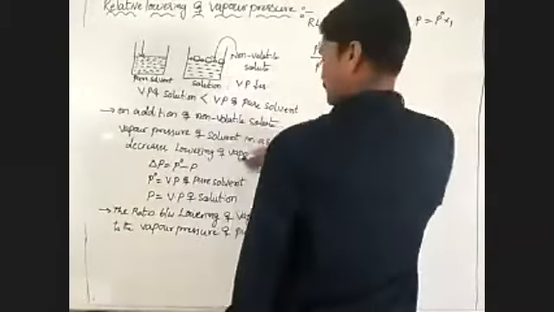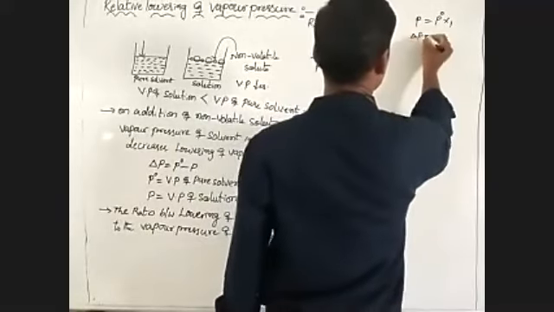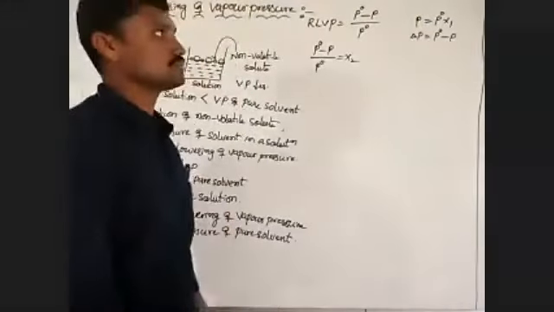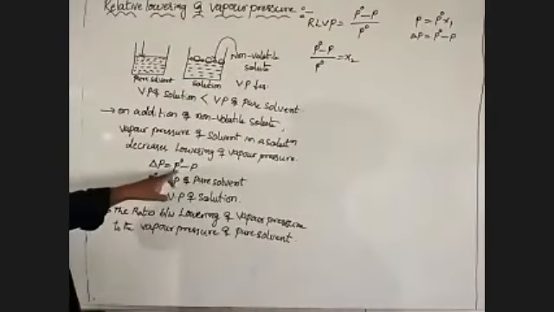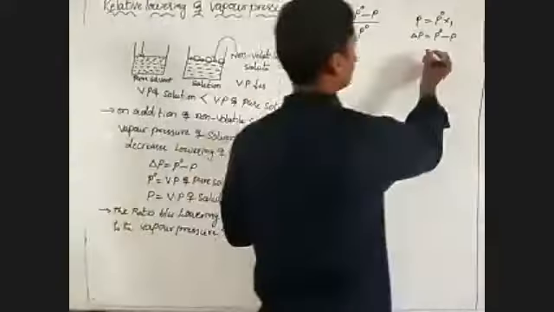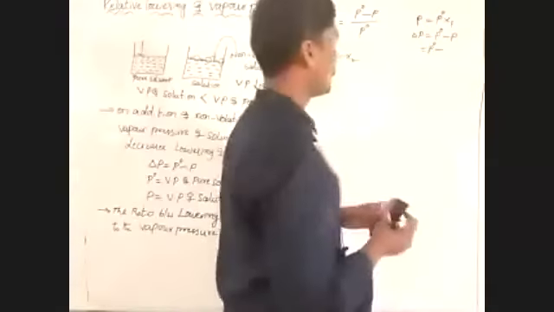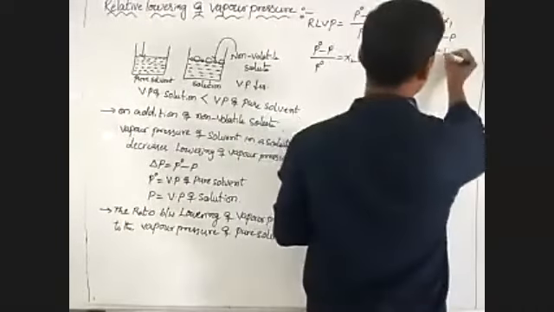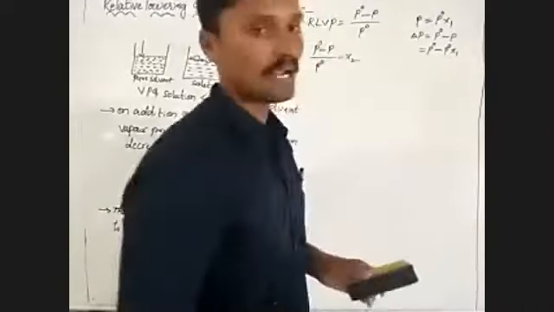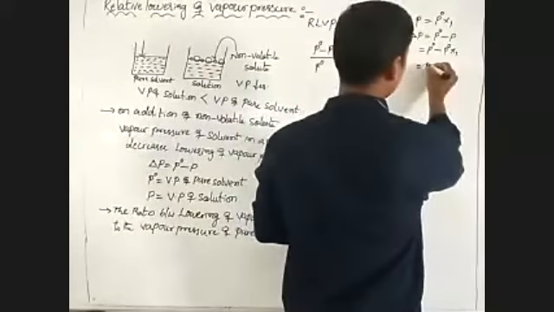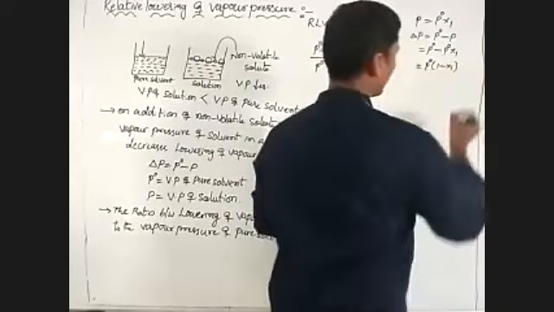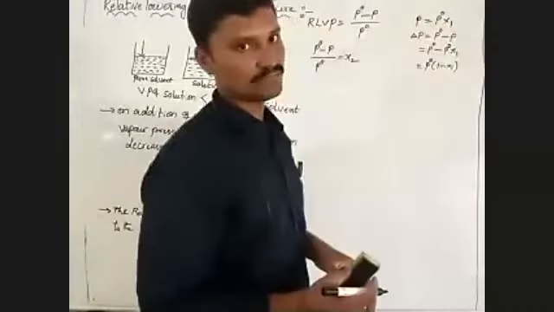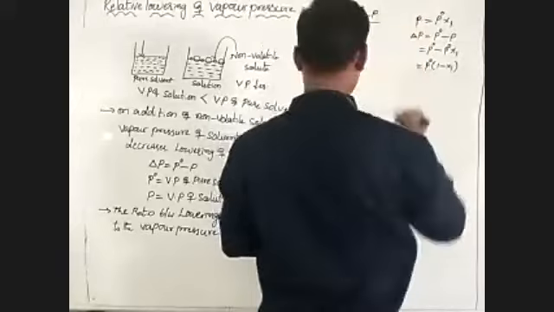As per lowering of vapor pressure, delta P is equal to P naught minus P. This is lowering of vapor pressure. What is the P value? P is equal to P naught into x1. So P naught minus P naught x1. Here P naught is common, so P naught into 1 minus x1. Already you know that.